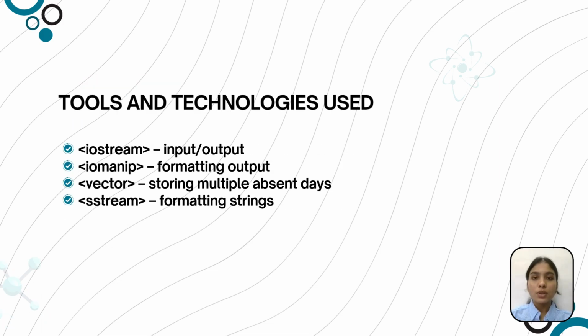Now coming to the tools and technologies used in my project, the first and most important library I have used is iostream. It is used for input and output operations in C++ such as taking input from the user and displaying results on the screen. I have also used sstream, which helps in formatting strings and storing multiple values as stream data. It makes it easier to handle and display attendance information in a clear way.